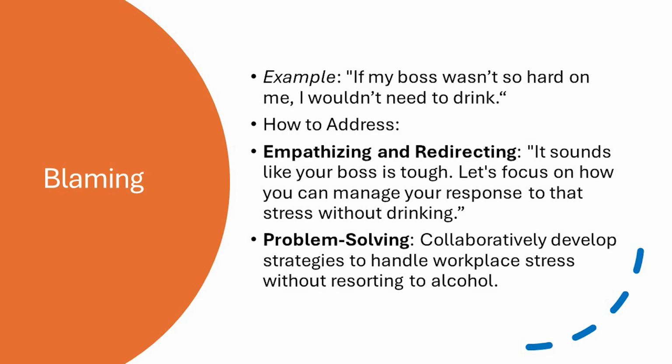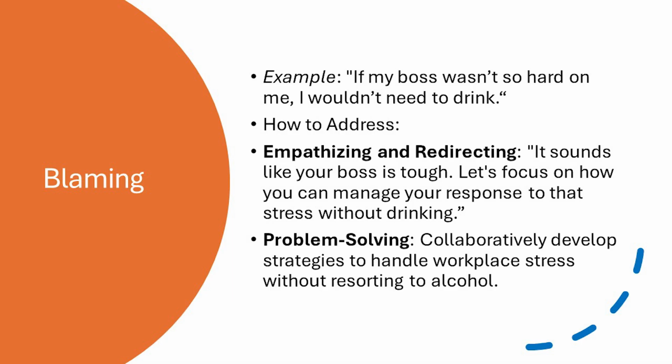And once again, we're going to have to redirect them. But we start with having empathy. Like, well, John, it sounds like your boss is tough, eh? But let's focus on how you can manage your response to that stress without drinking. First of all, we have the empathy, but back to the point of accountability we are directing the person to. Because blaming is a powerful way of a wall that the person builds around themselves so that we can't penetrate it. And that's where we need to make them aware that this is blaming.